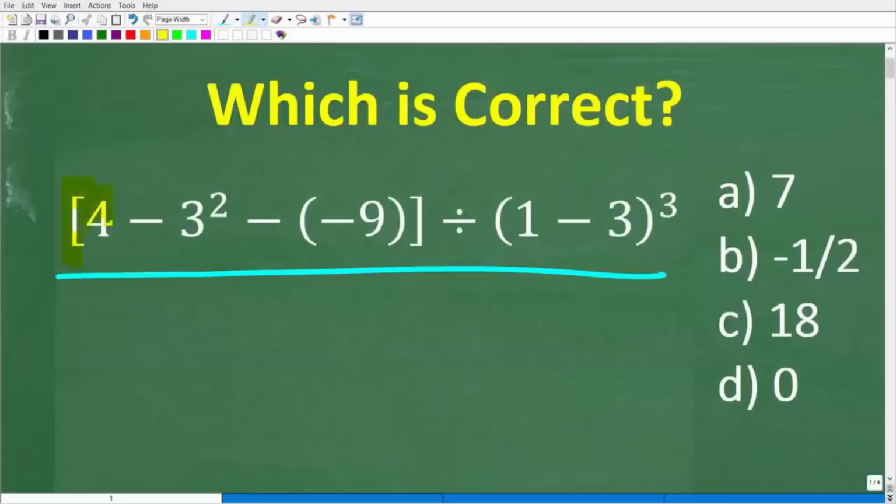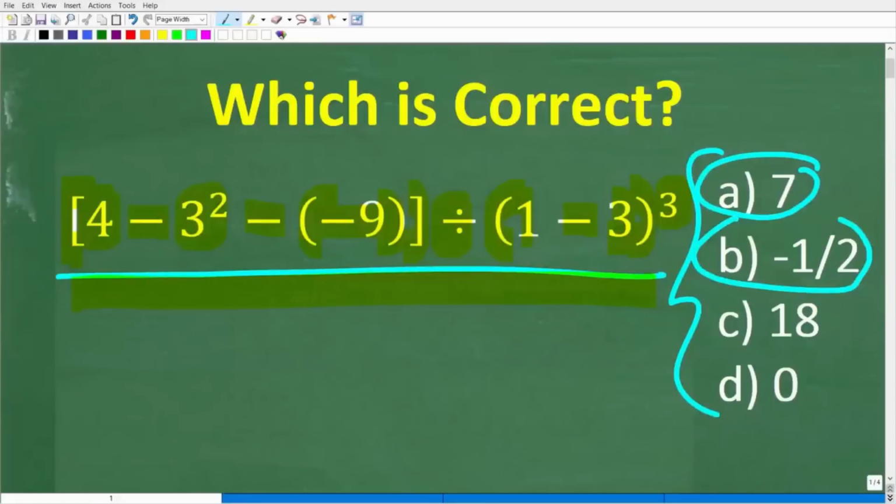All right, so let's take a look at this problem. We have a bracket, 4 minus 3 squared minus a minus 9 in parentheses, bracket, divided by parentheses, 1 minus 3 in parentheses cubed. All right, so a lot to do here, but hopefully this is not that difficult. But we have a multiple choice question, and let's take a look at our answers. So A is 7, B is negative 1/2, C is 18, and D is 0. All right, so once again, no calculators, but if you can figure this out, go ahead and put your answer into the comment section. I'll show you the correct answer in just 1 second. Then, of course, I'm going to walk through step by step how to solve this problem.